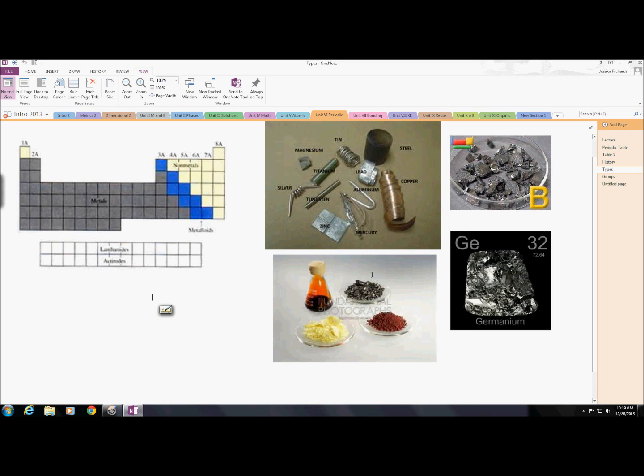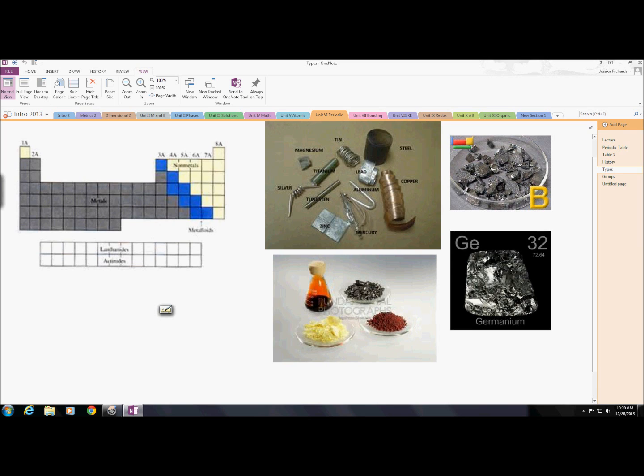The nonmetals are in the picture down here. They tend to be brittle. So that means, like these chunks of sulfur or these chunks of phosphorus, the red is phosphorus, the yellow is sulfur. If you hit them with a hammer, they're going to break and shatter into pieces.